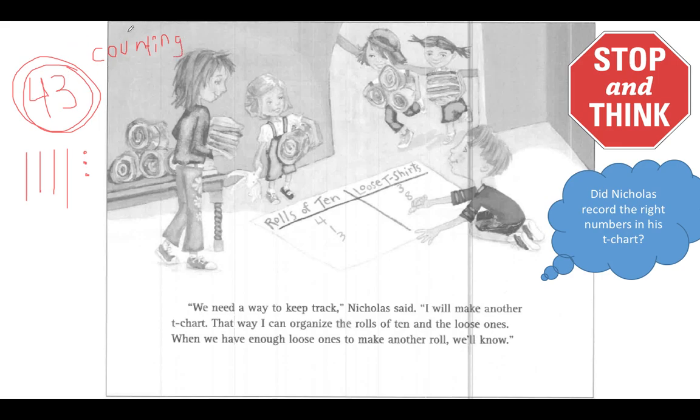We'd eventually like them to instead use place value to know tens and ones. To say, without needing to count or model, 43, that's 4 tens and 3 ones. 1, 2, 3, 4, 1, 2, 3. So that's what's happening here.